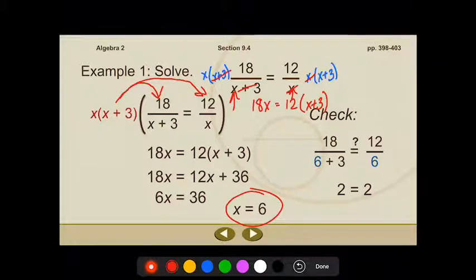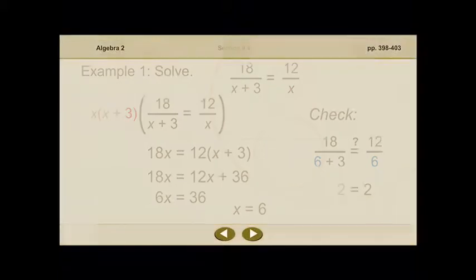Well, guys, that's pretty much it. Now, believe it or not, that's the entire lesson. Now, they're going to give you some that may be a little bit more difficult, and we're going to look at one of those in just a moment.